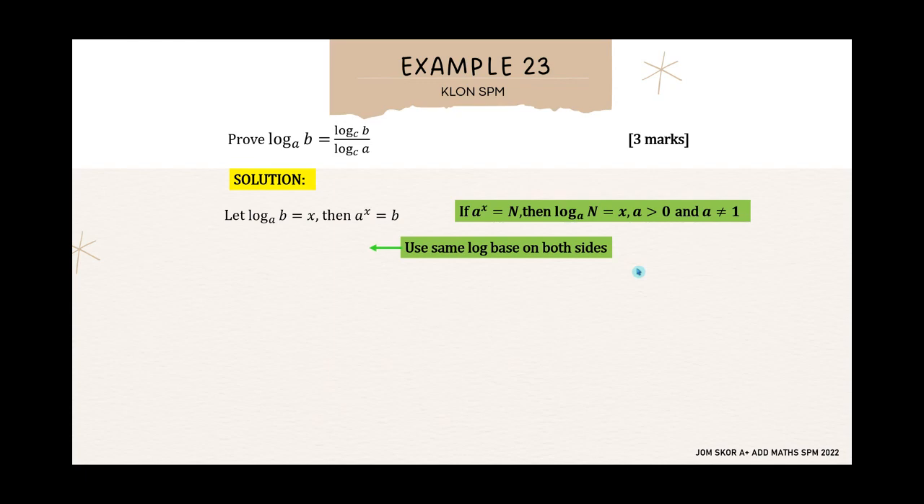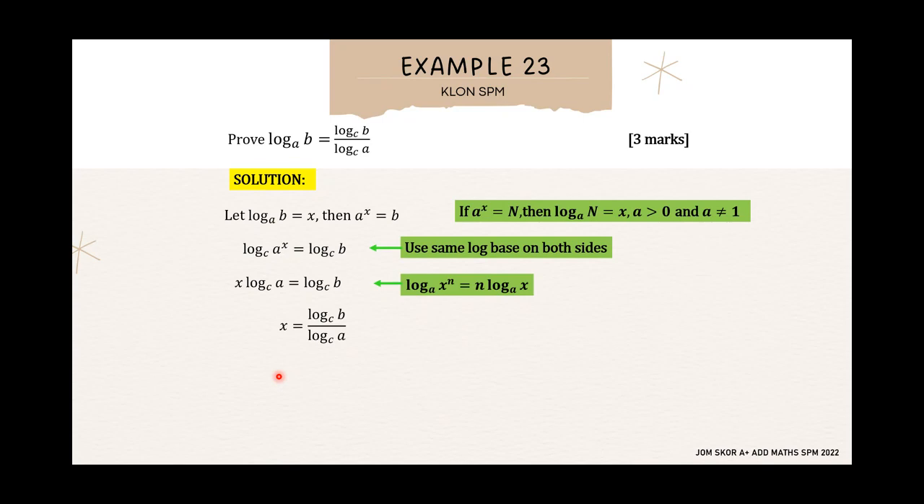Okay. Jadi, kita akan dapat log A to the power of x base C bersama dengan log B base C. Okay, sebab A dan B, base tak boleh diubah lagi. Jadi, kita log kan dengan satu nilai base yang sama, which is base C. Dan, use power law of logarithm. Kita akan dapat x log A base C bersamaan dengan log B base C. Okay, so nak dapatkan x bersamaan dengan log B base C over log A base C.